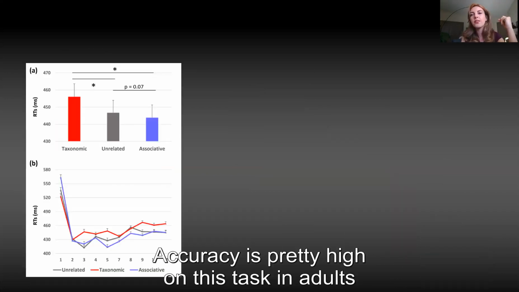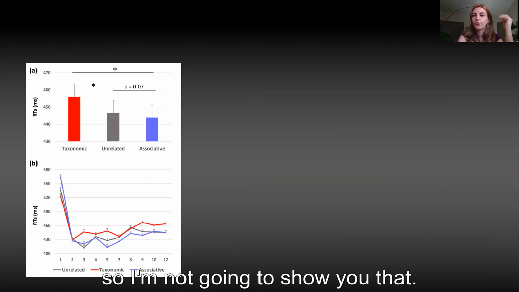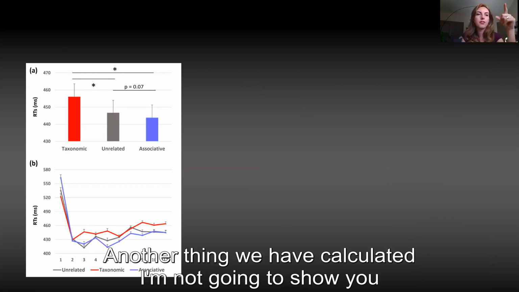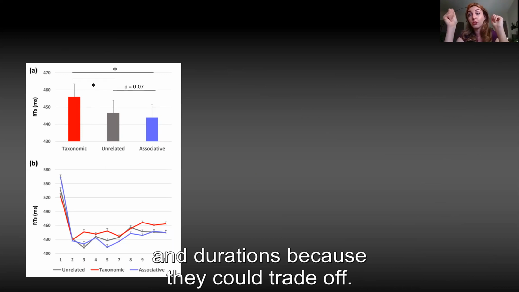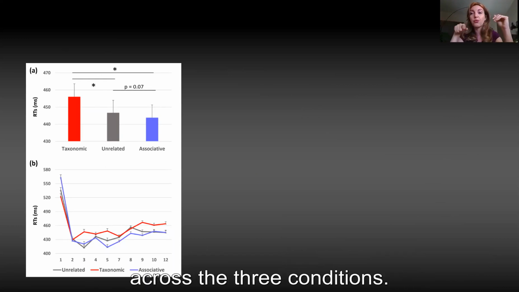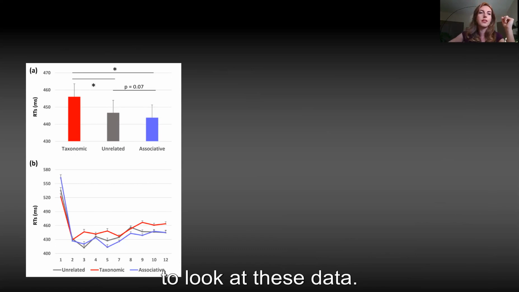Accuracy is pretty high on this task in adults, and error rates are comparable across different conditions. So I'm not going to show you that, but I'm going to show you the RTs. Another thing we have calculated is durations. I think it's really important to look at both RTs and durations because they could trade off. Our durations were very, very similar across the 3 conditions. So the effect of RTs are good measures for us to look at these data.